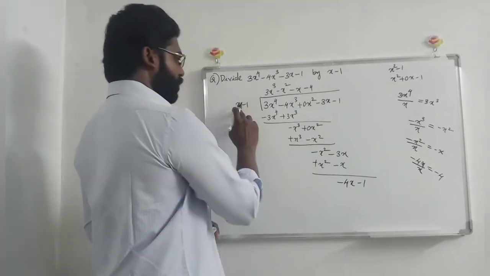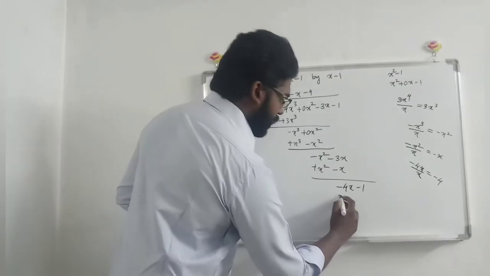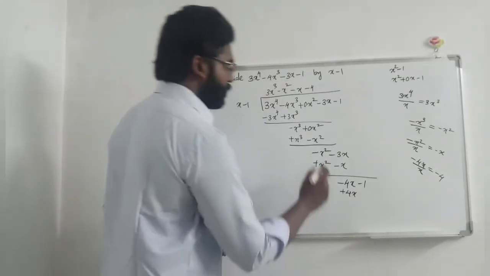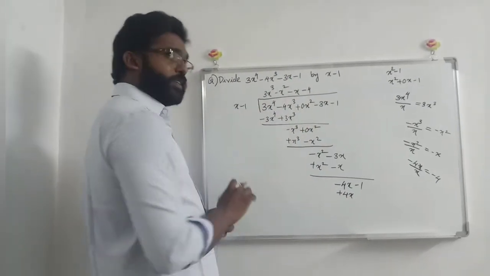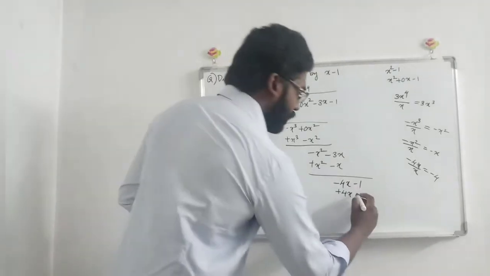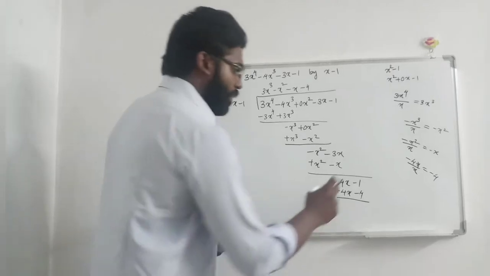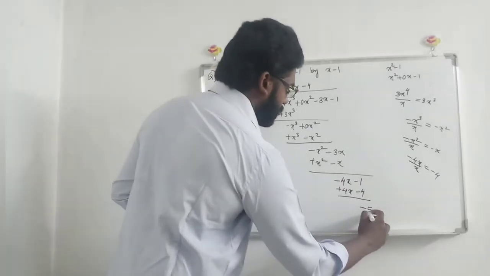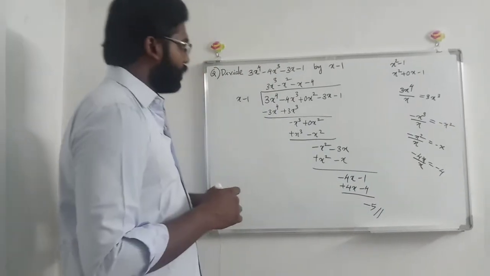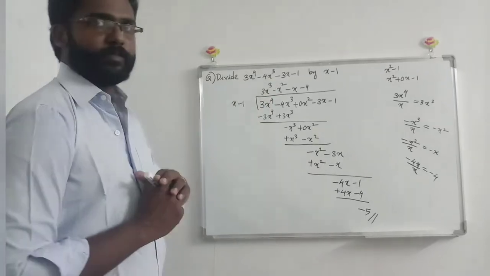Then minus 4 into x, minus 4x, but we write plus 4x. Minus 4 into minus 1, plus 4, but we write minus 4. First terms cancelled, minus 1 and minus 4, answer minus 5. So our answer is this.